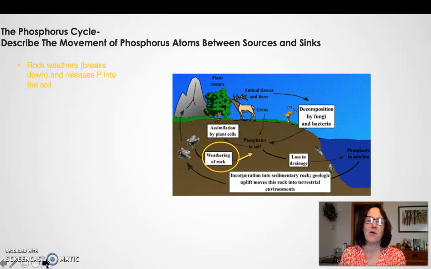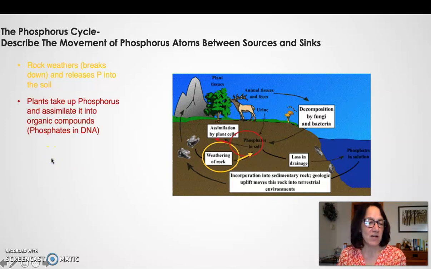So just a quick overview on the phosphorus cycle. Describe the movement of phosphorus atoms between sources and sinks. You'll realize very quickly, I haven't introduced task verbs yet from a free response essay question, but I'm just going to start using them. We want students to be able to describe the movement of phosphorus between sources and sinks. So instead of memorizing a bunch of random details, can they describe this process?